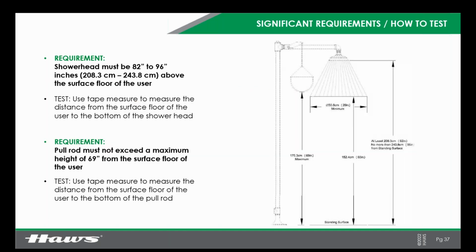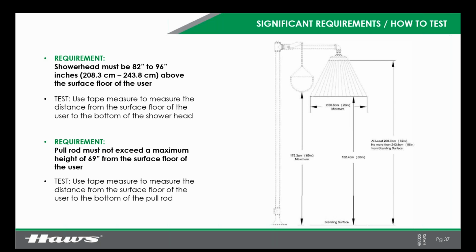Now the shower head has to be 82 to 96 inches above the floor. Just grab your tape measure, measure to the outlet of the water or the nozzle. That's what we want to measure to, not to the bell if that's not where the water is coming out of. We want the exit, wherever the water is coming out of. It has to be 82 to 96 inches. Below 82 inches and it'll be too narrow of a pattern. If it's above 96 inches, it may be too wide and not rinse our bodies properly.